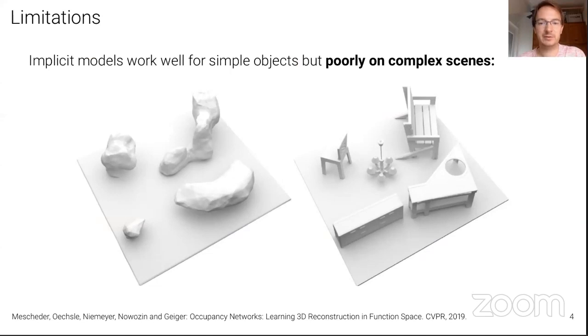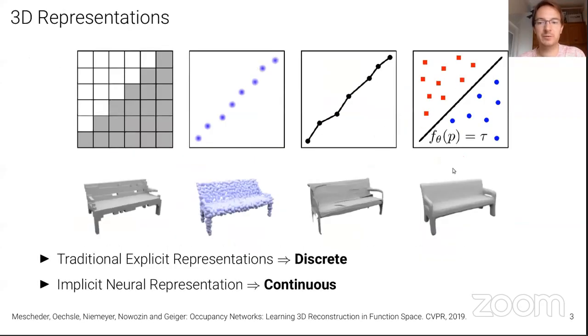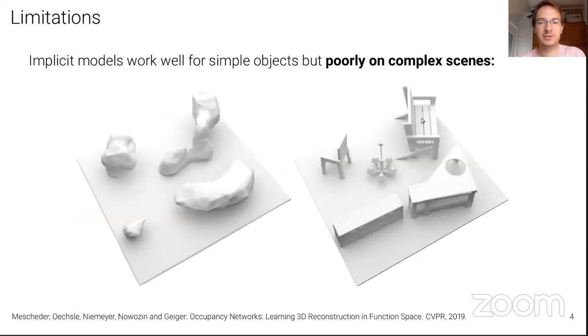If we apply the occupancy network from before that worked very well on an individual bench, now to this scene here, in this case, the input is a sparse, noisy point cloud of this scene. This is the ground truth that we see here. Then the output looks something like this. So the network is really not able to capture the details of the scene precisely.